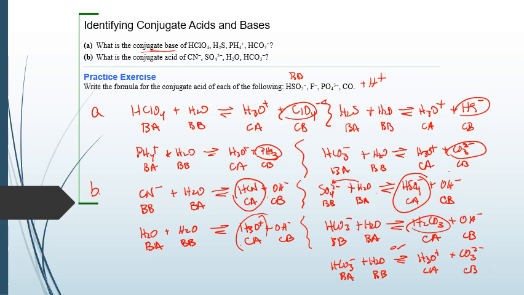So for the practice exercise, if I come over here, the HSO3 with a -1 charge would become H2SO3, because again, I'm just adding the H plus to it. The F minus would just become HF. The PO4 3 minus would become HPO4, and since I added the H plus, it would now have a 2 minus charge. And then I have the CO, so for this one, that would become HCO positive.